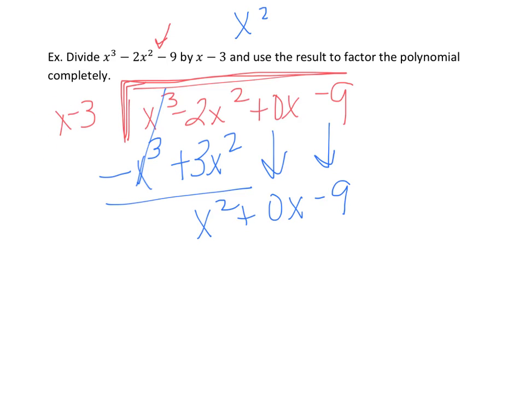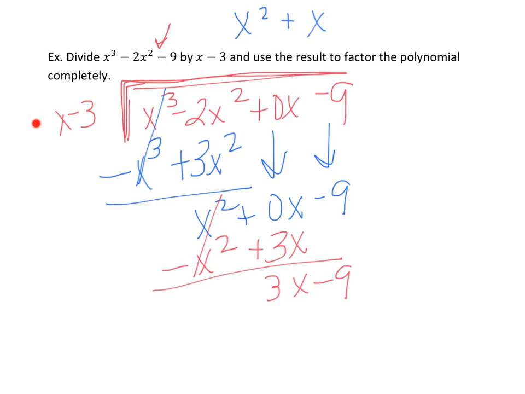What do I have to multiply by x to get x squared? Well, positive x. Okay, multiply down x times x, x squared. X times negative 3, negative 3x. Change my signs and combine. 3x minus 9.